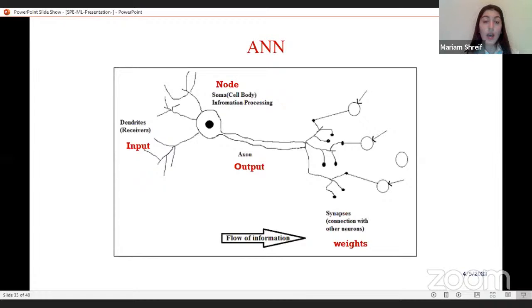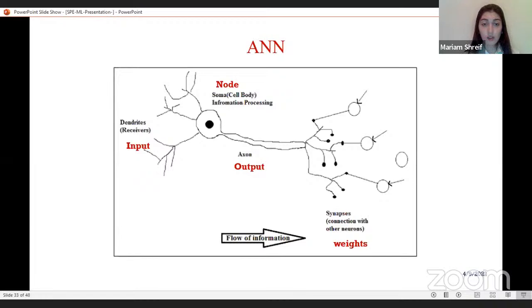Then we have the soma. It's a cell body that processes information received from the dendrites. So a node in an ANN is similar to a soma. And then we have the axon. It's like a cable that sends information, and an output is similar to an axon. And finally, we have the synapse. It connects the axon with the neuron. So the weights in an ANN are similar to the synapses.